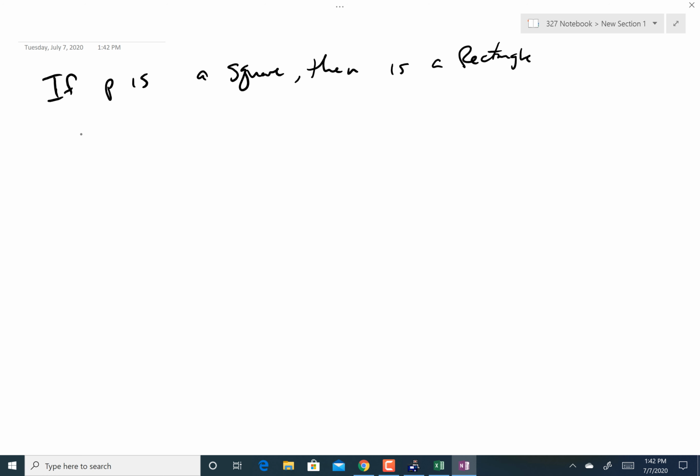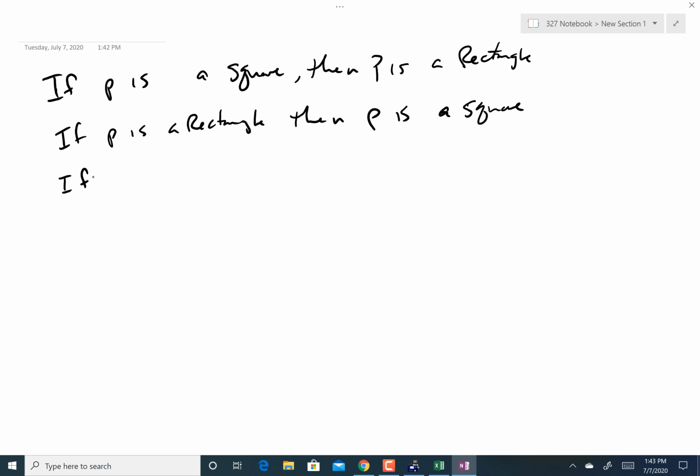Okay, then let's do first of all, the converse of that, which just flip-flops them. If P is a rectangle, then P is a square, which of course is wrong. Okay, that's the converse.